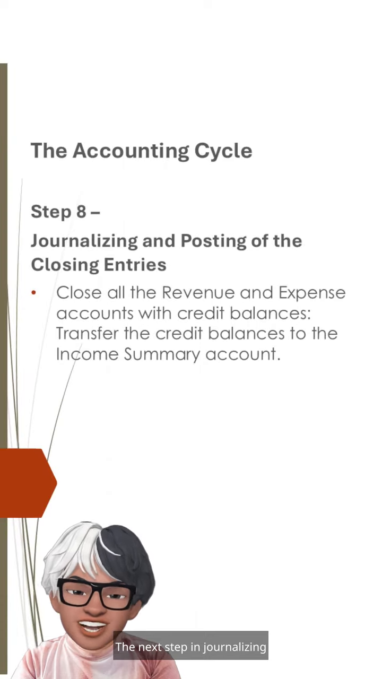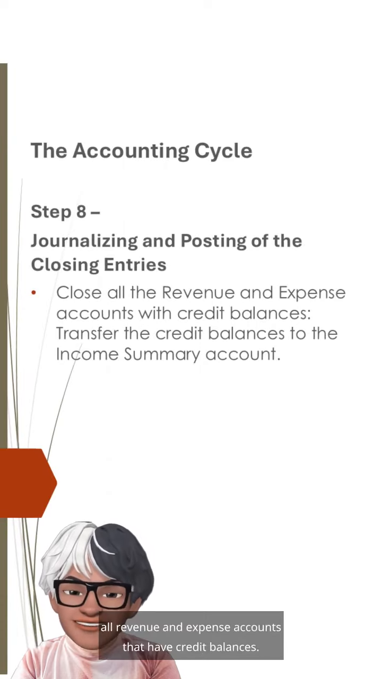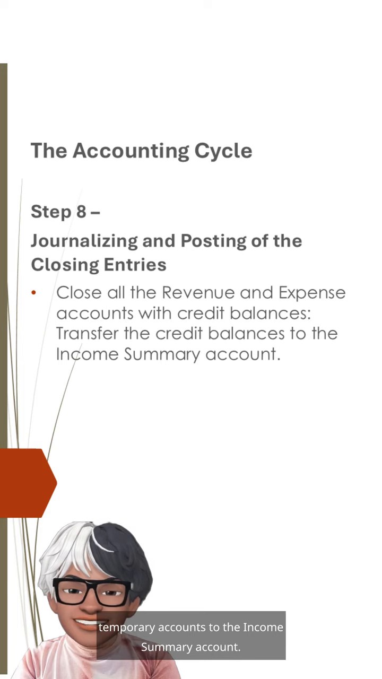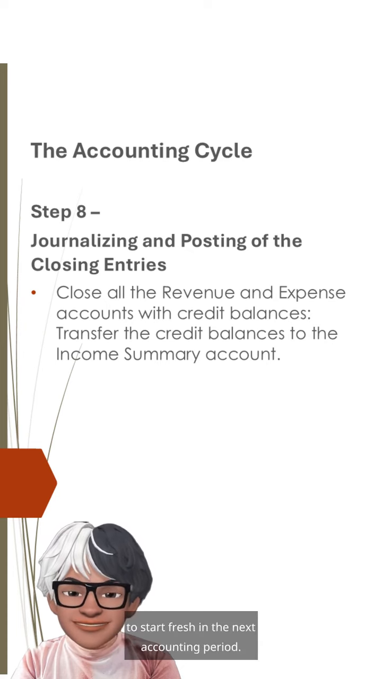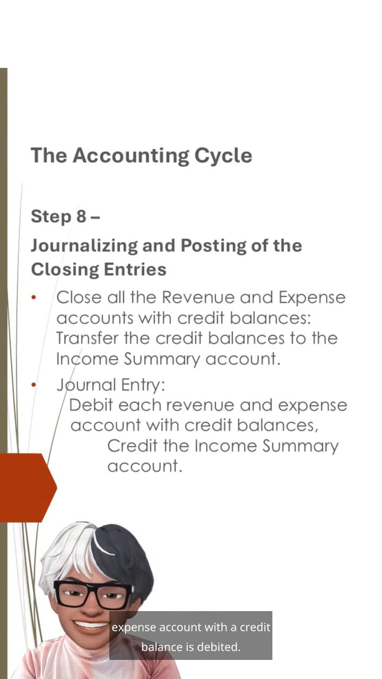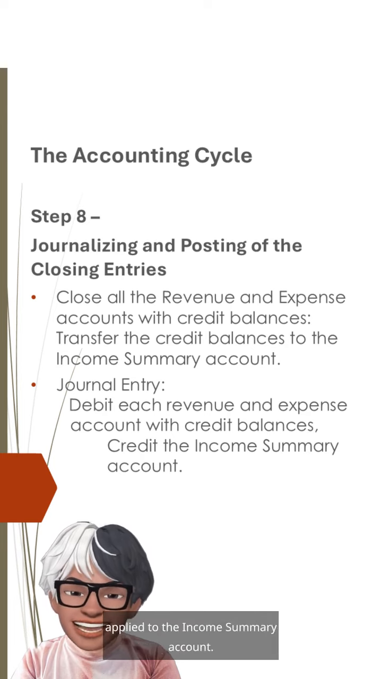The next step in journalizing closing entries involves closing all revenue and expense accounts that have credit balances. This is done by transferring the credit balances from these temporary accounts to the income summary account. This process effectively clears the balances of revenue and expense accounts, preparing them to start fresh in the next accounting period. To record this, a journal entry is made where each revenue and expense account with the credit balance is debited. The corresponding credit is then applied to the income summary account.